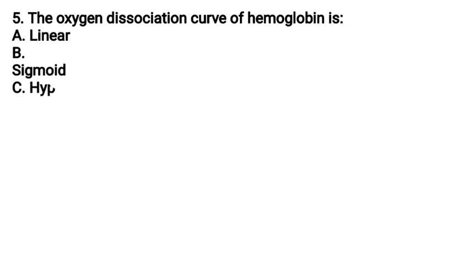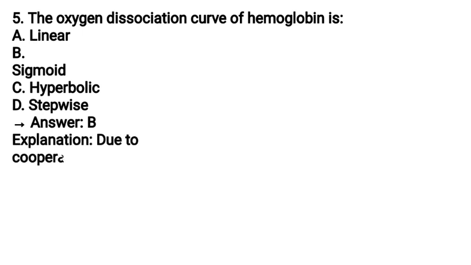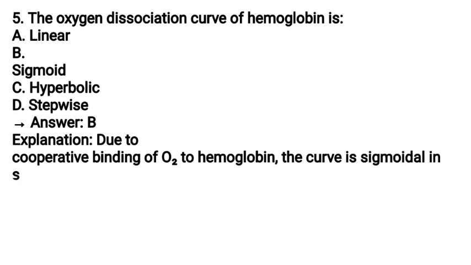5. The oxygen dissociation curve of hemoglobin is: A. Linear, B. Sigmoid, C. Hyperbolic, D. Stepwise. Explanation: Due to cooperative binding of O2 to hemoglobin, the curve is sigmoidal in shape.